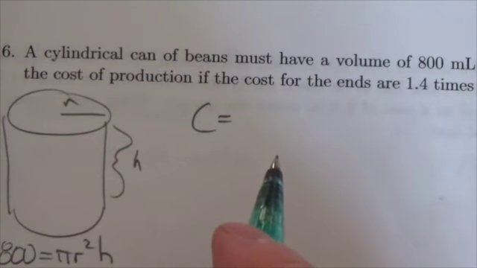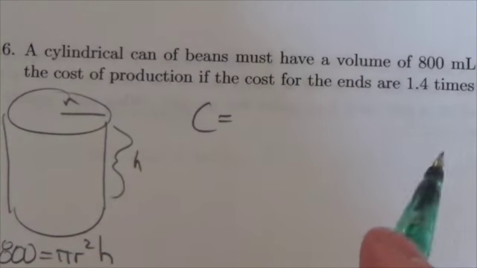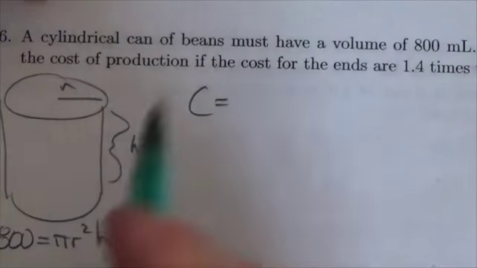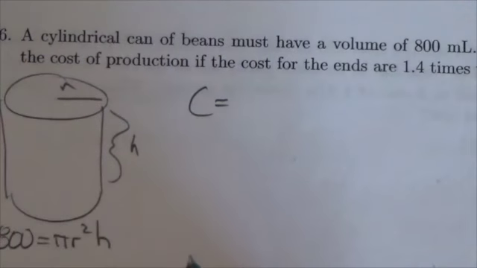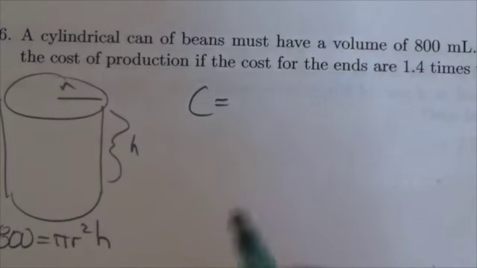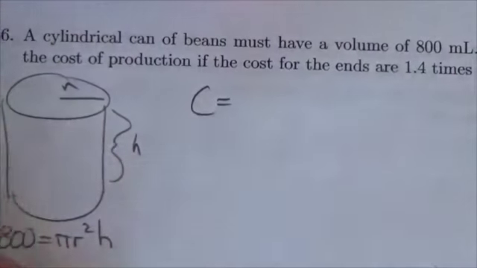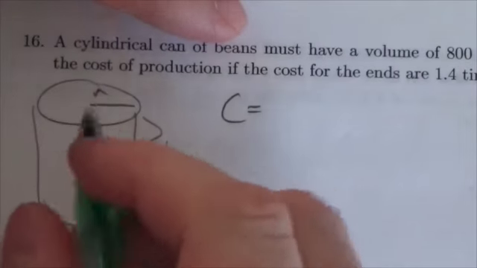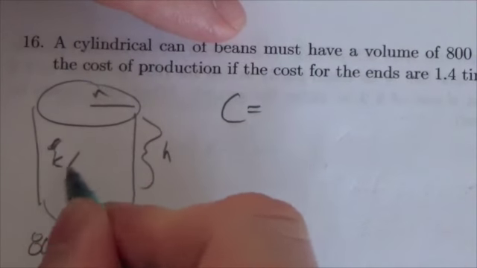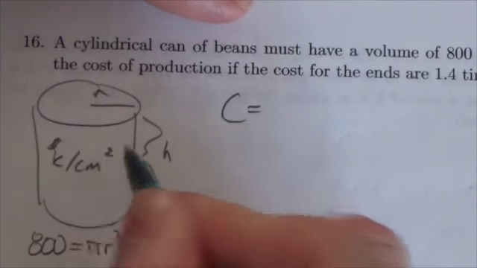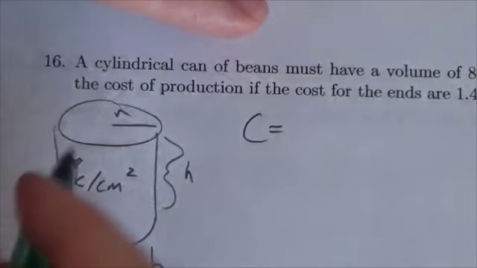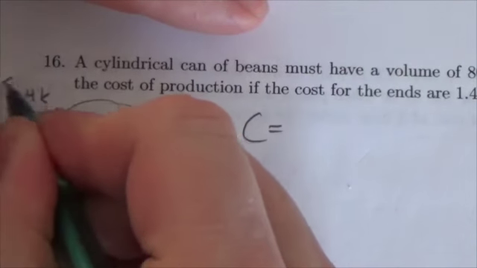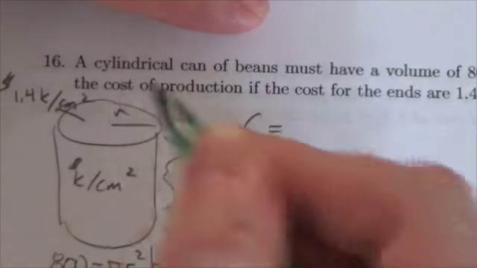And what we're told in this case is that the cost of the pieces that we put on the end are 1.4 times the stuff that we put around the side here. Now, we don't know how much that is. Let's just say, for argument's sake, that the stuff that we put along the side costs K dollars per centimeter squared, which means up top here, this is going to be 1.4 K dollars per centimeter squared.